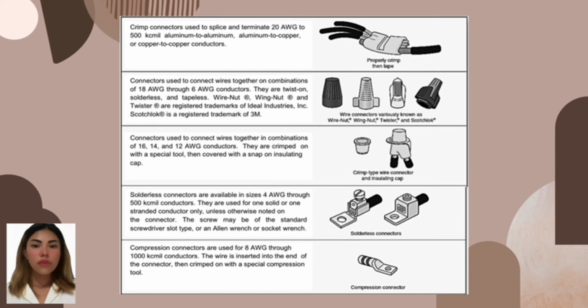Compression connectors naman are used for 8 AWG through 1000 kcmil conductors. The wire is inserted into the end of the connector, then crimped on with a special compression tool.